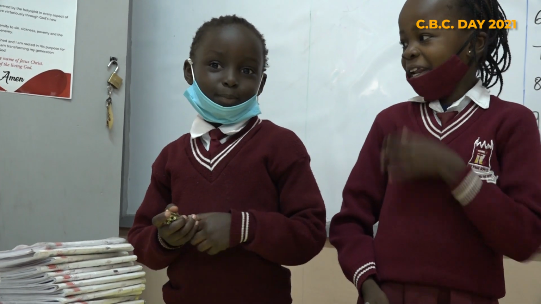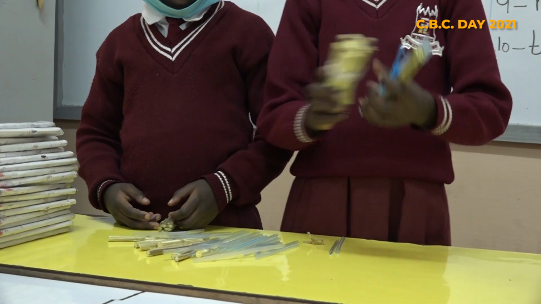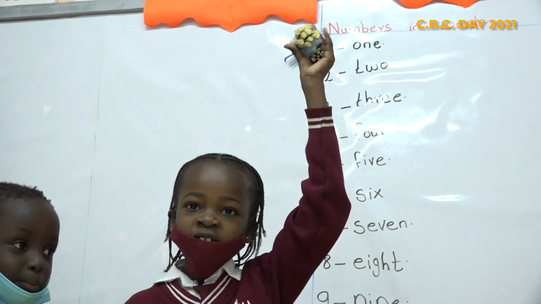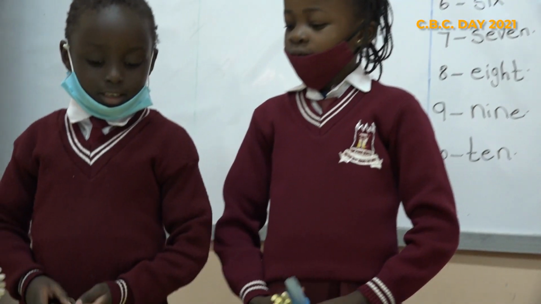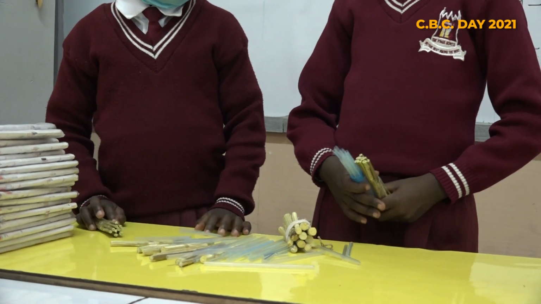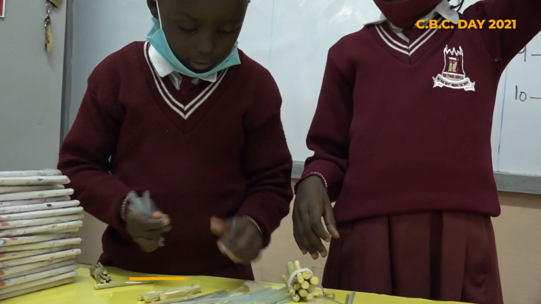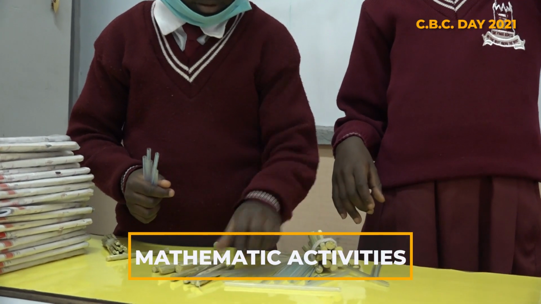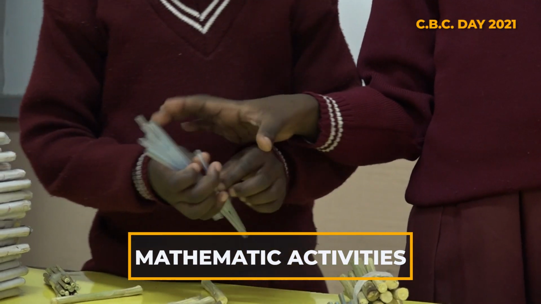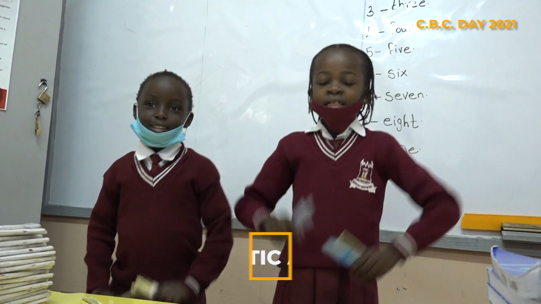Give us another number. 30. In the number 30, 3 bundles and no loose sticks. 3 bundles and no loose sticks make number 30. And also in the number 29, you need 2 bundles, 9 loose sticks. Hope you have learned together. Thank you.